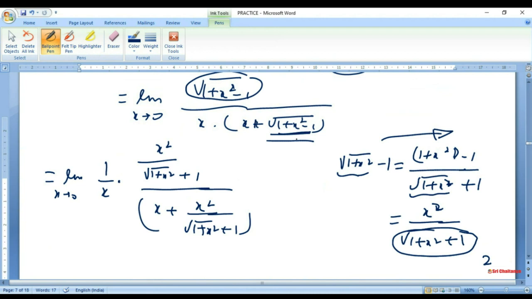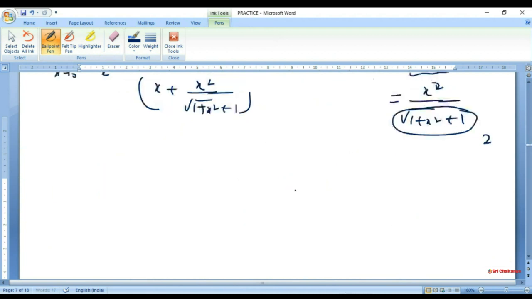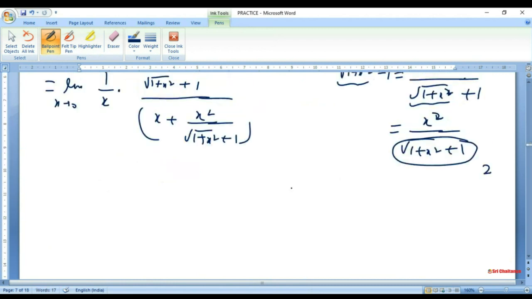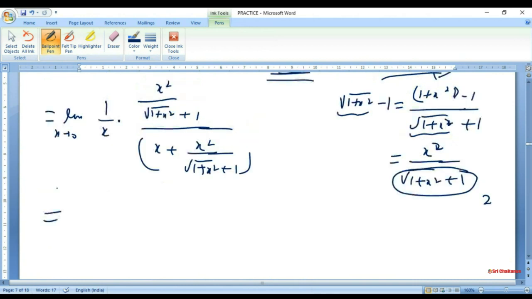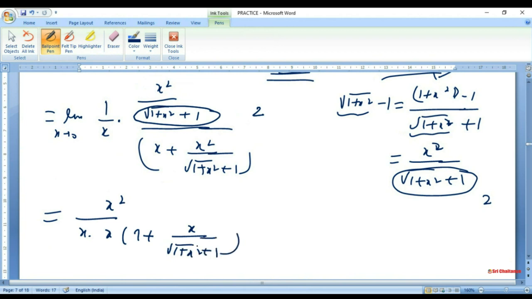Now, once this is done, we are almost okay. This x gets cancelled. This is first not a problem. This becomes 2. This becomes 2. So that leaves you with x squared upon x. You take out 1 x from here: x times (1 plus x) upon root of 1 plus x squared plus 1.